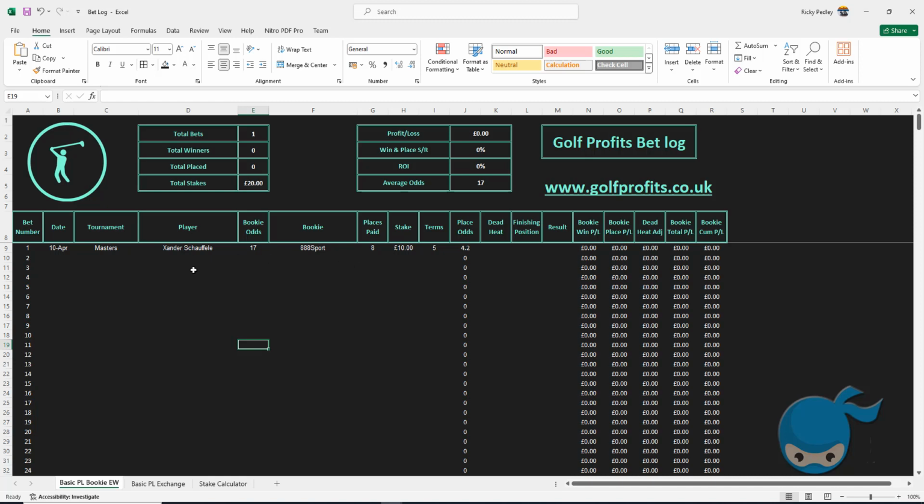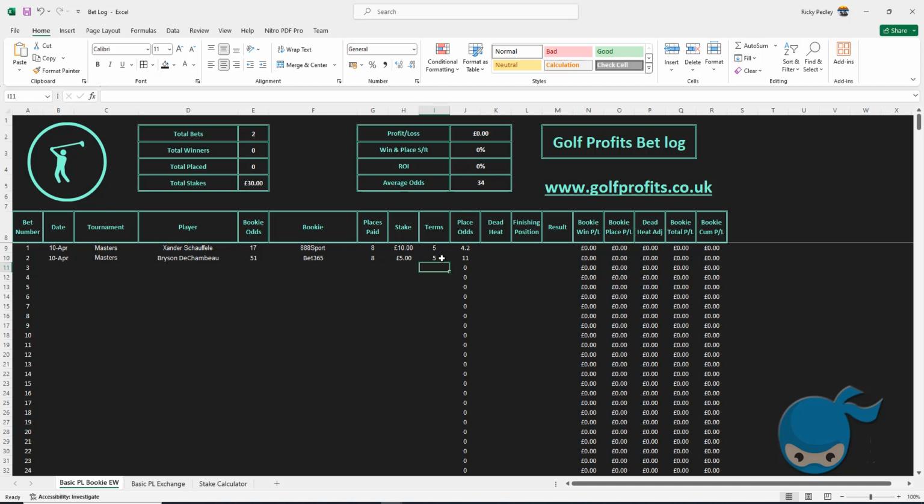And we'll add another one in just to go through how the sheet works. Put the date in again for the Masters. We'll go for Bryson DeChambeau. No idea how accurate these odds are at all, it's purely for demonstration purposes. But Bet365, again 8 places, we're putting £5 each way, and it's a fifth of the odds a place. And then you'll notice that the place odds automatically update there.